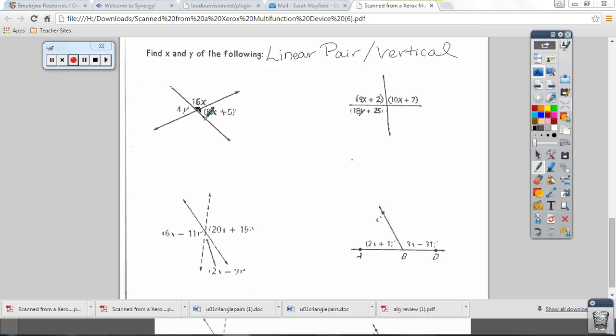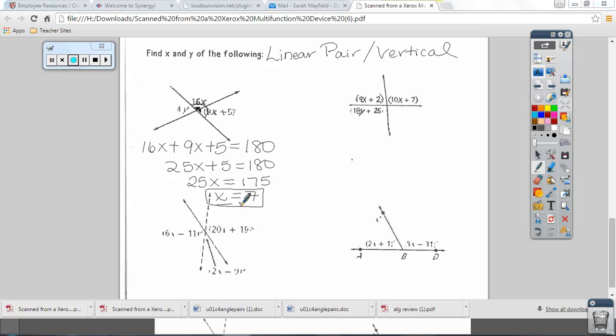So what's the relationship about these two angles? Notice I can draw my semicircle. So that means it's a linear pair. So I'm going to say 16x plus 9x plus 5 equals 180. Why does it equal 180? Because that's the definition of a linear pair. So now I'm going to combine my terms. 25x plus 5 equals 180. 180 minus 5, I get 175. Divide by 25, x equals 7.